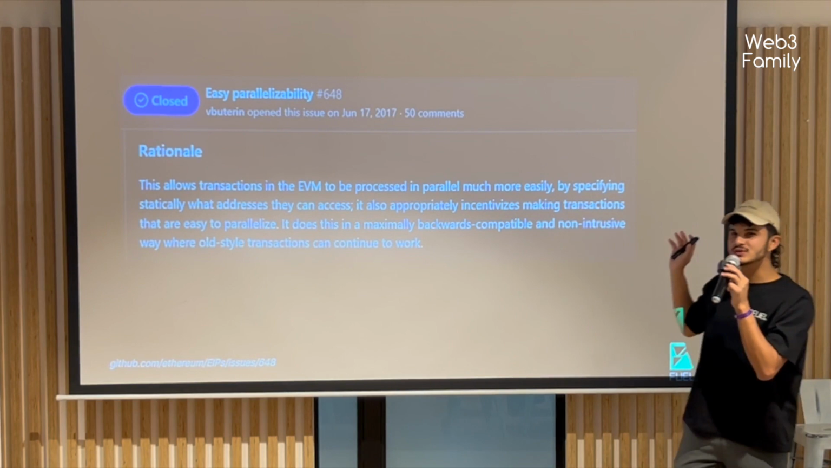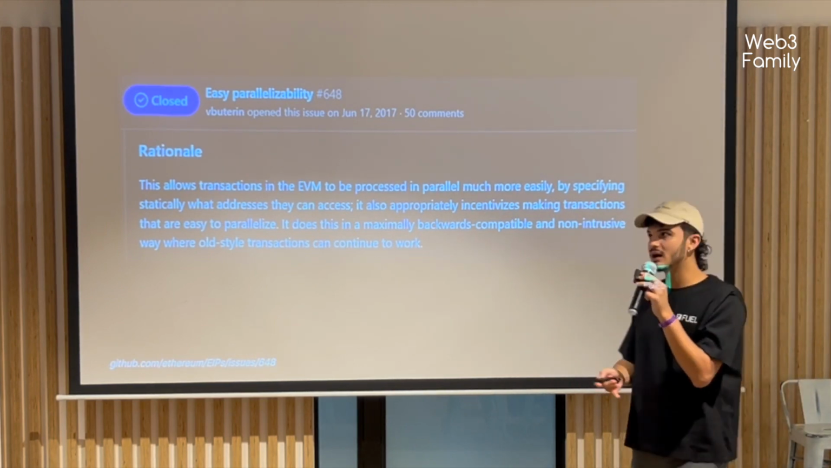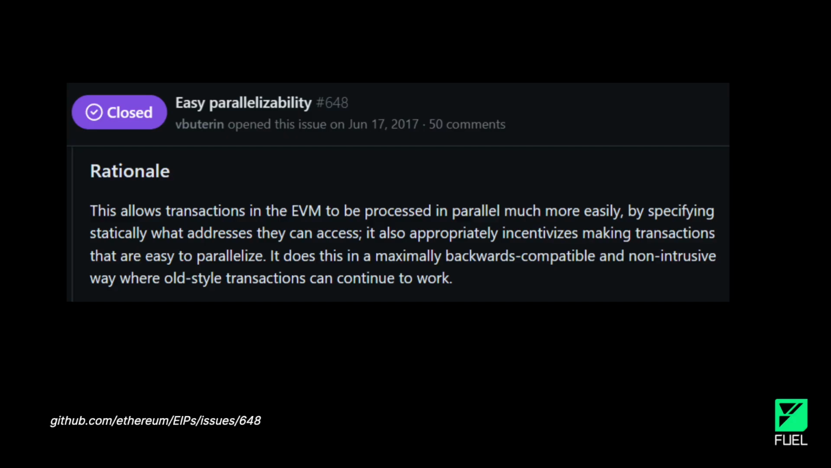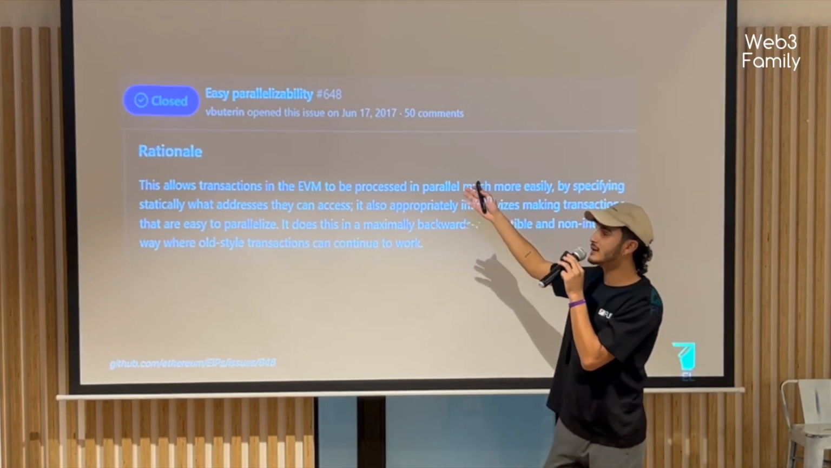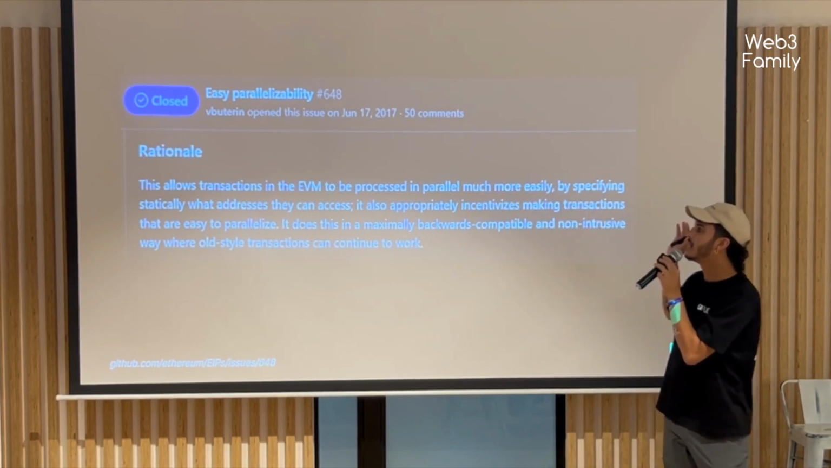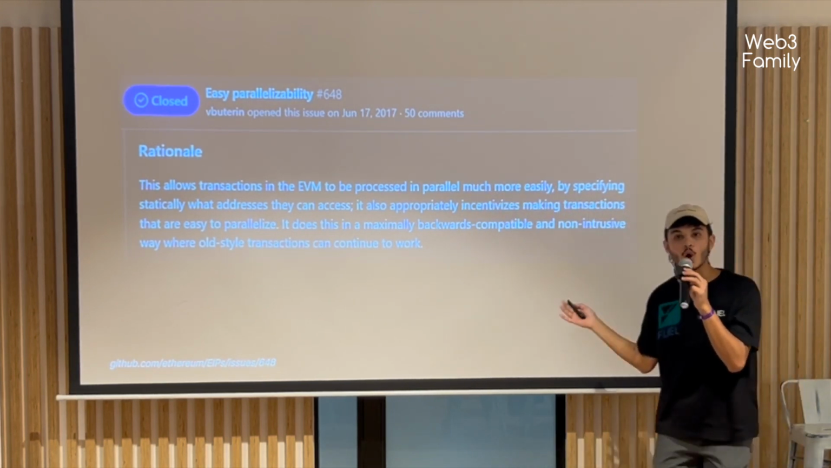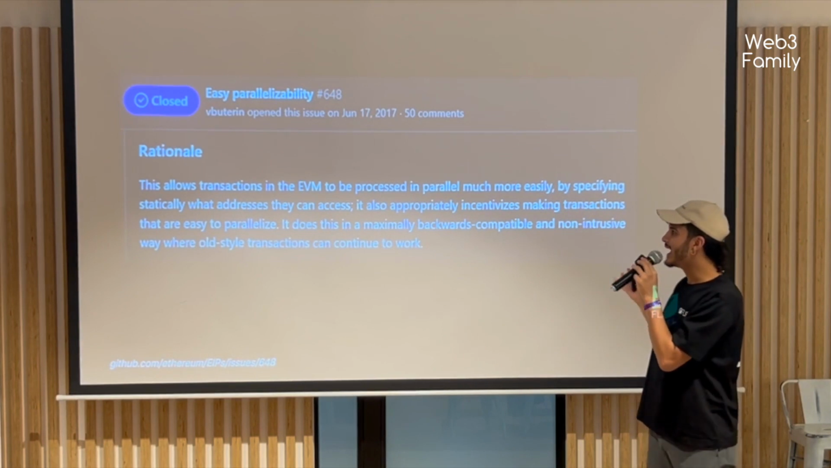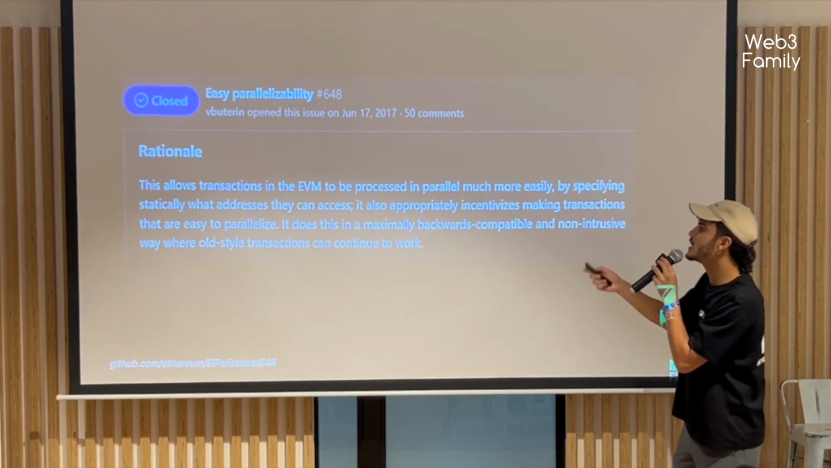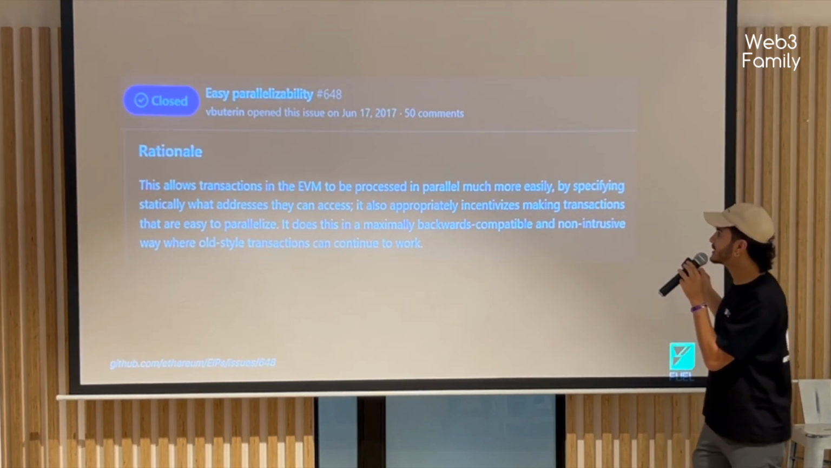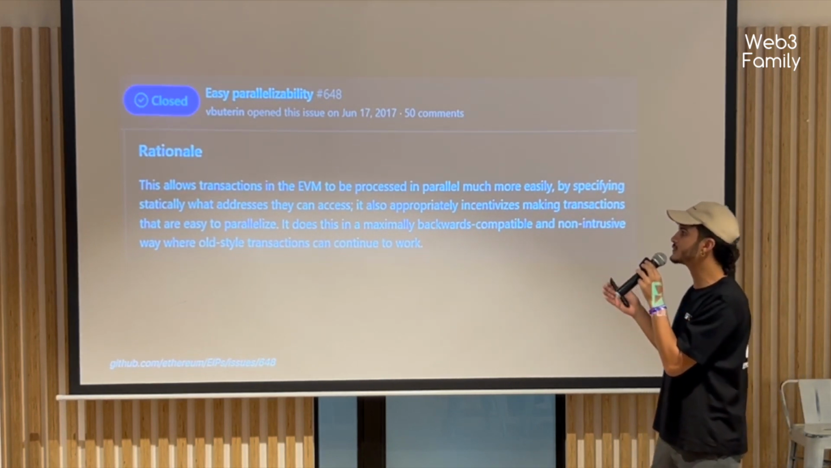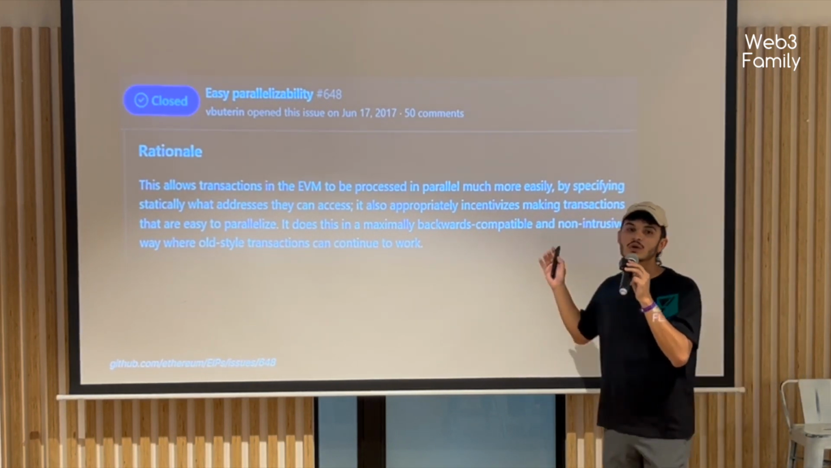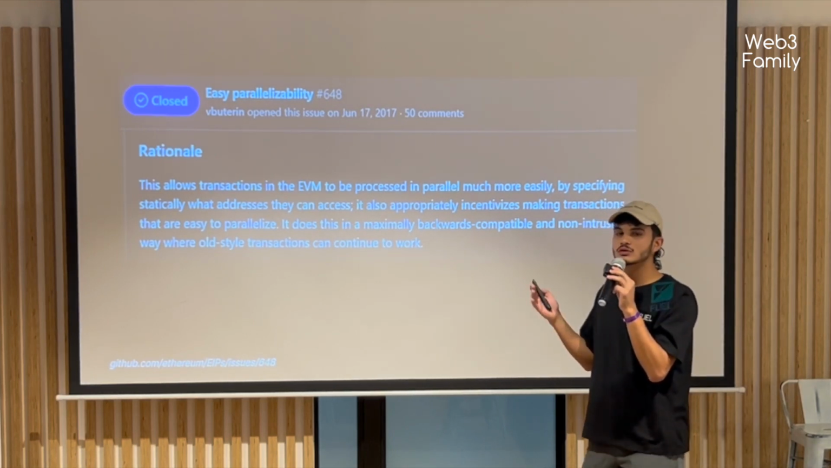Back in 2017, the Ethereum core team tried to focus on this issue. This is a GitHub issue called Easy Parallelizability, and it's already closed, so it was not solved. It basically says this allows the EVM to be processed in parallel much more easily by specifying statically what addresses they can access. This is what is called an access control list.